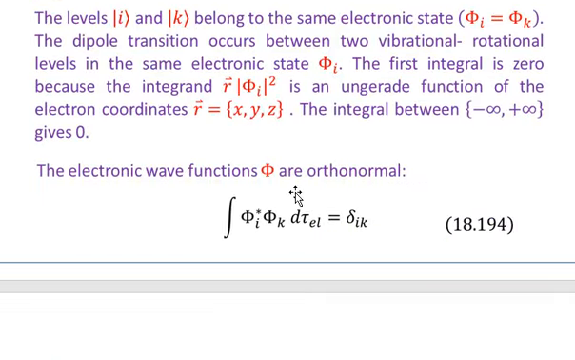The electronic wave functions phi are orthonormal. Orthonormal means that they must satisfy this condition: the integral of the product of phi_i star and phi_k with respect to d tau_e is equal to delta_ik. If phi_i is equal to phi_k, then this integral is equal to 1. And if i is not equal to k, then of course the integral will be equal to 0. So the electronic wave functions phi are orthonormal wave functions. That is, they satisfy both conditions of orthogonality and normality, given by delta_ik.